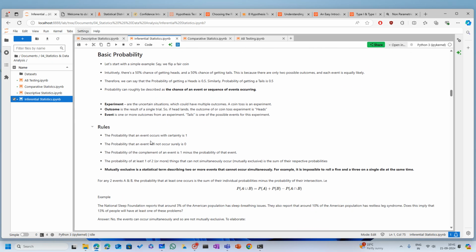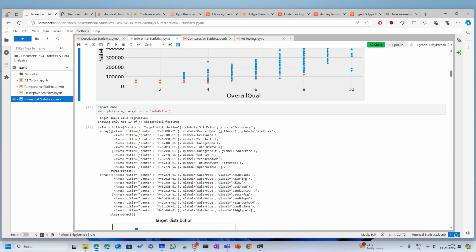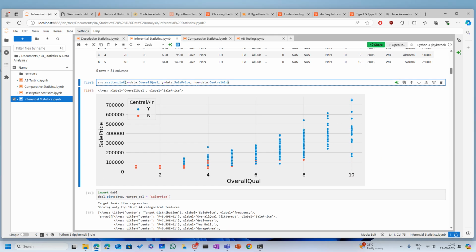Sorry to interrupt you, but I'm not clear with the idea of hue. What does hue represent? Okay, let's just say I will remove this hue, maybe then you can understand.